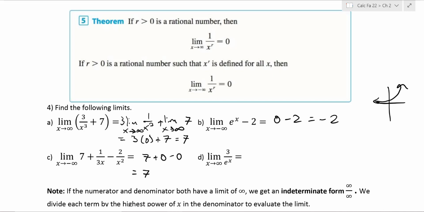And for the last one, we've still got e to the x over here. We can see that as x approaches infinity, e to the x approaches infinity still. If you wanted to rewrite it with a 3 times 1 over e to the x, you can still see again it's that constant divided by a giant value. So this whole thing is just going off to 0. So 3 divided by an increasingly bigger and bigger and bigger number is getting smaller and smaller and smaller, essentially approaching 0.